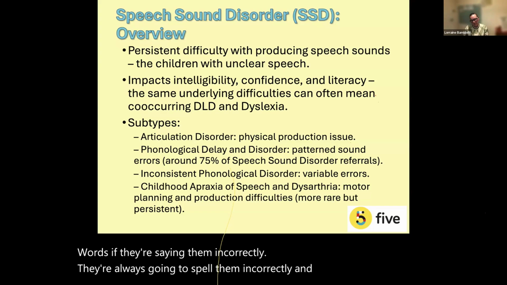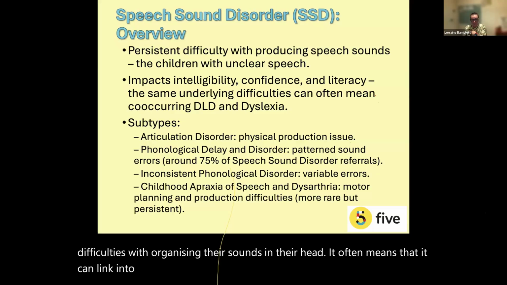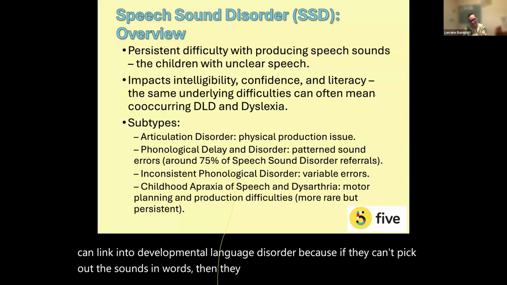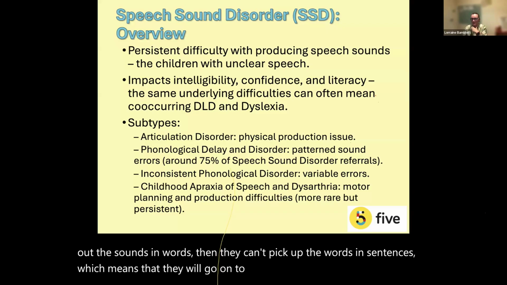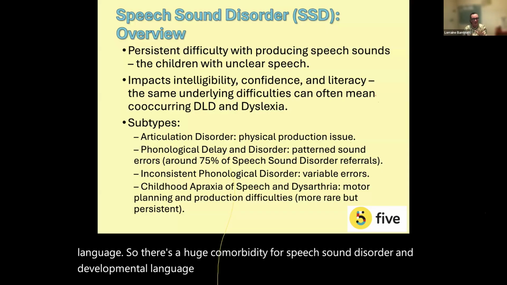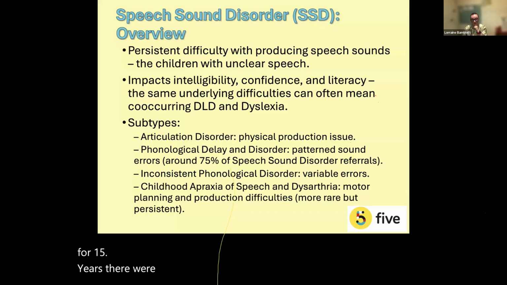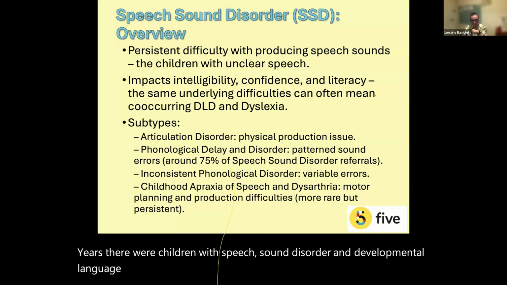And because of those difficulties with organising their sounds in their head, it can link into developmental language disorder, because if they can't pick out the sounds in words, then they can't pick out the words in sentences, which means that they will go on to have difficulties understanding language. So there's a huge comorbidity of speech sound disorder and developmental language disorder. And basically the centre that I worked in for 15 or so years saw children with speech sound disorder and developmental language disorder, often both.